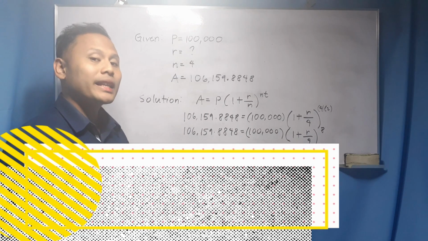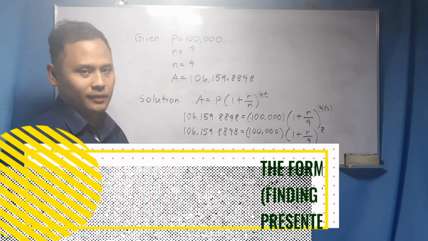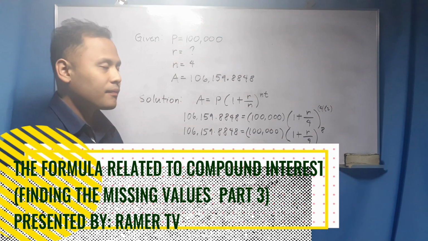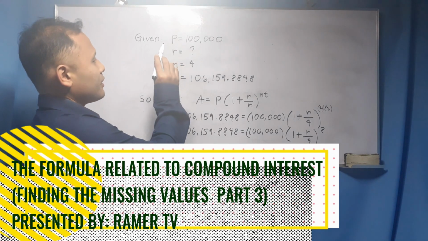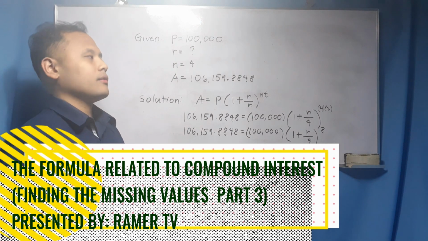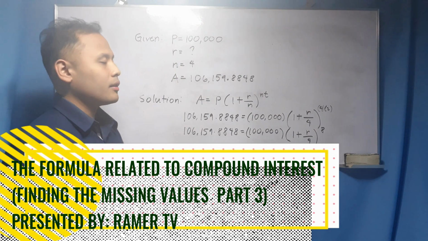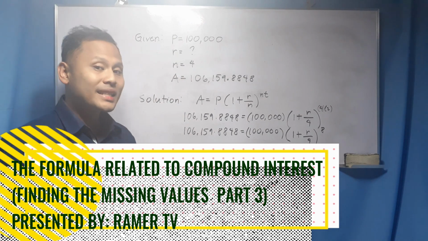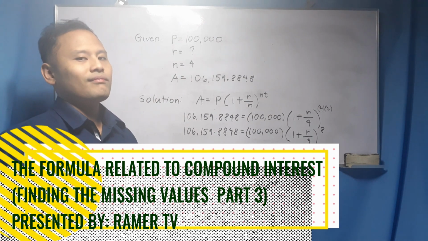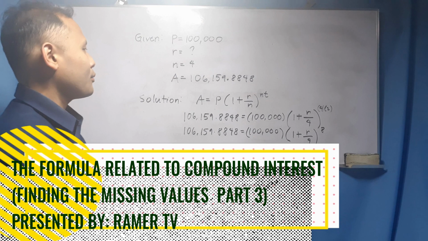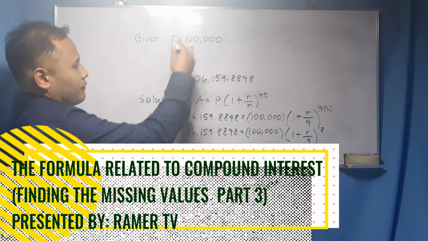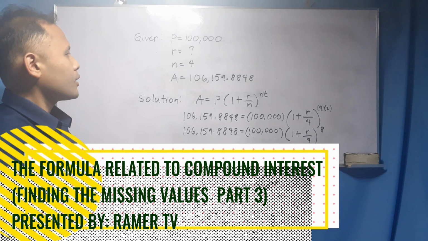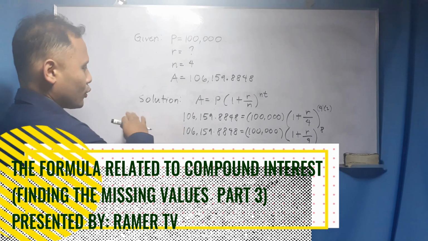Class, we already have the value of our principal. Okay, how about if R is the variable without a value, or R is the variable with the missing value? Okay, so again, we use the same values for the other variables. So to solve for R, we have the solution.